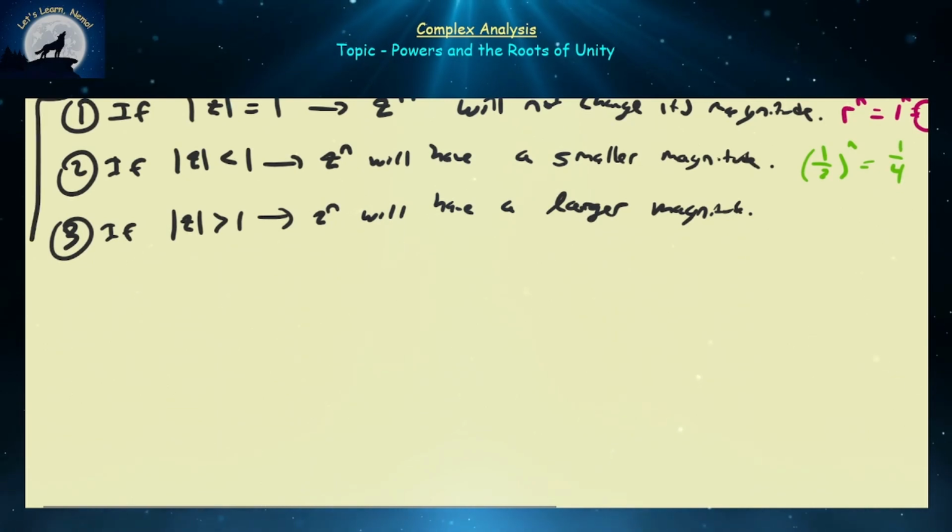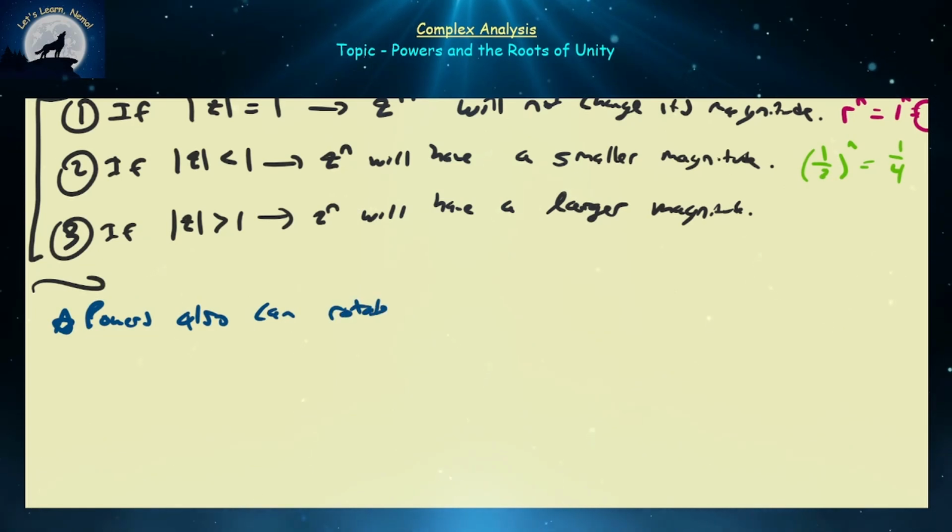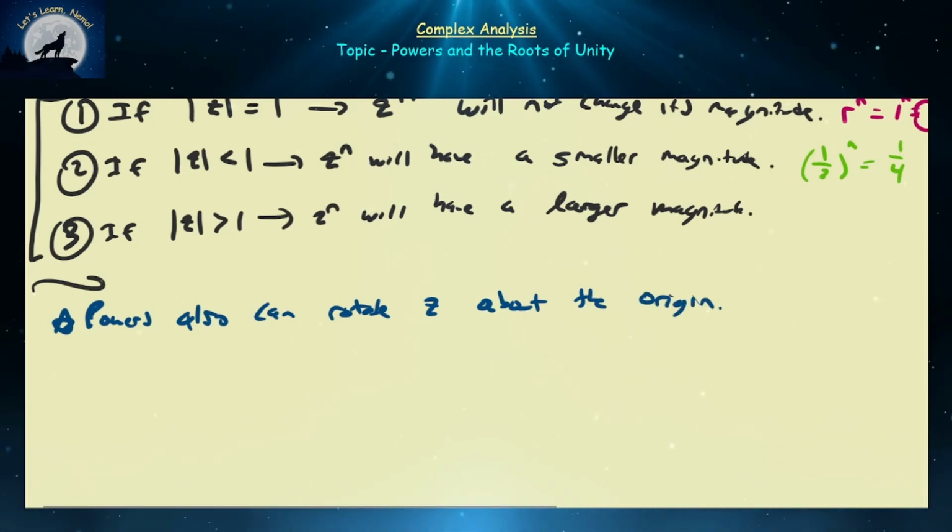So keep in mind, when you operate on a complex number, and a complex number has two quantities, a magnitude and an argument, when you exponentiate a number to a power such as 2 or 3 or 1/2, you're not just changing its magnitude, you're also changing its argument. So the more interesting and fascinating thing about powers in the complex world is that powers also can rotate. It can rotate complex numbers about the origin. And this is actually quite interesting.